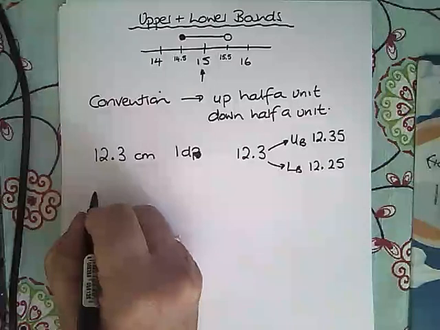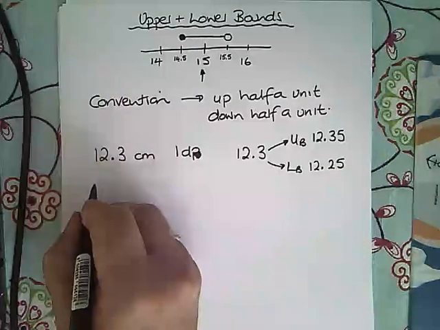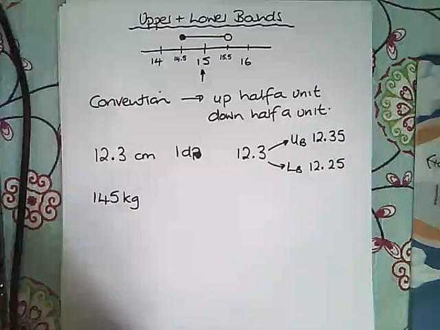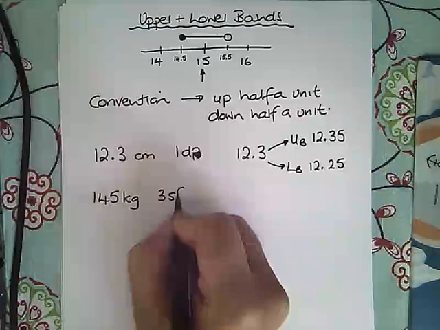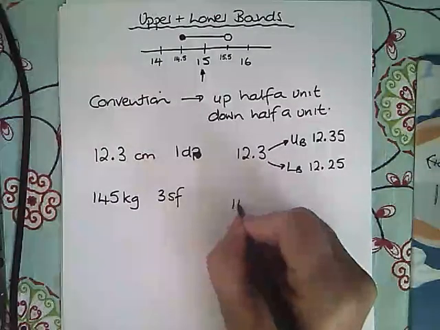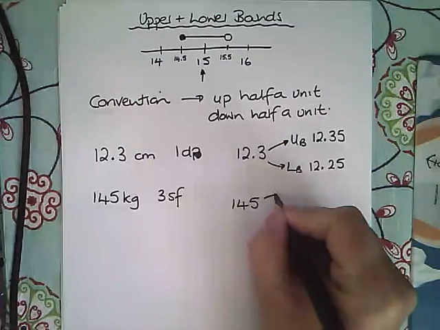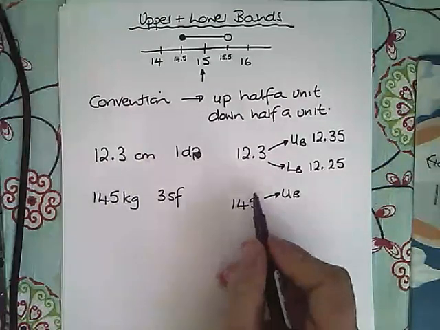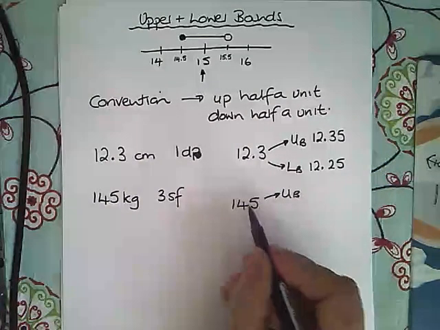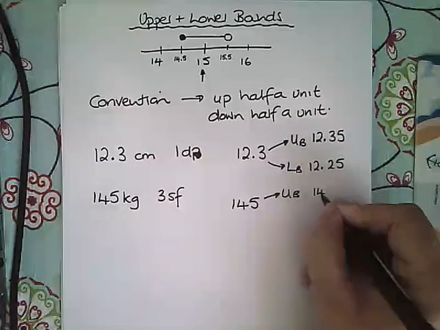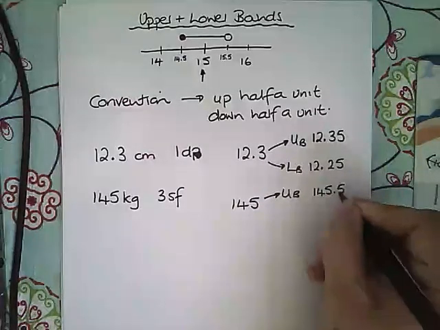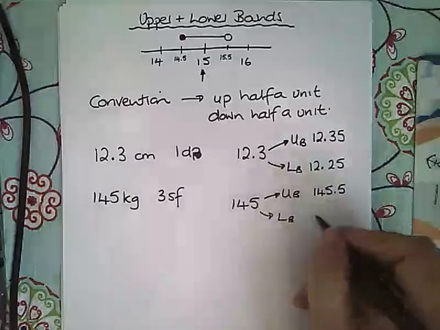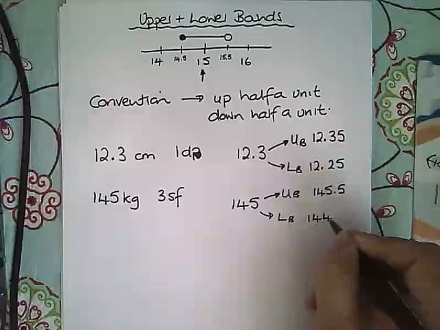If I had 145 kilograms, and I'd been given that number to three significant figures, I would write 145, and then for my upper bound, I'm going up half a unit from this significant figure. So this is the units, so I'm going to 145.5, and then my lower bound would be take 0.5 away from this, 144.5.